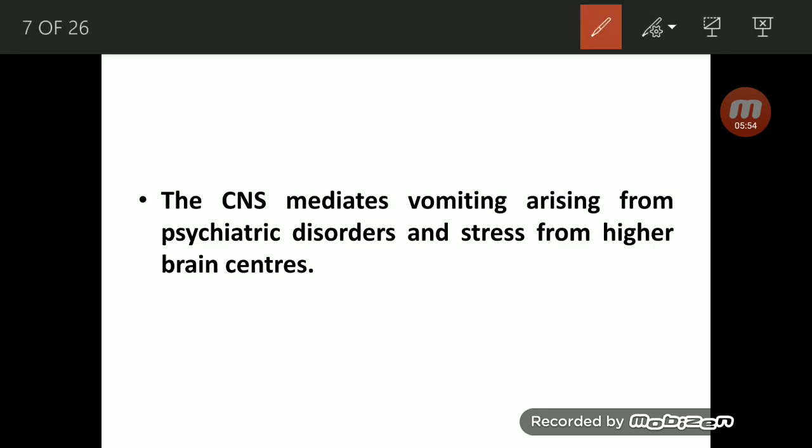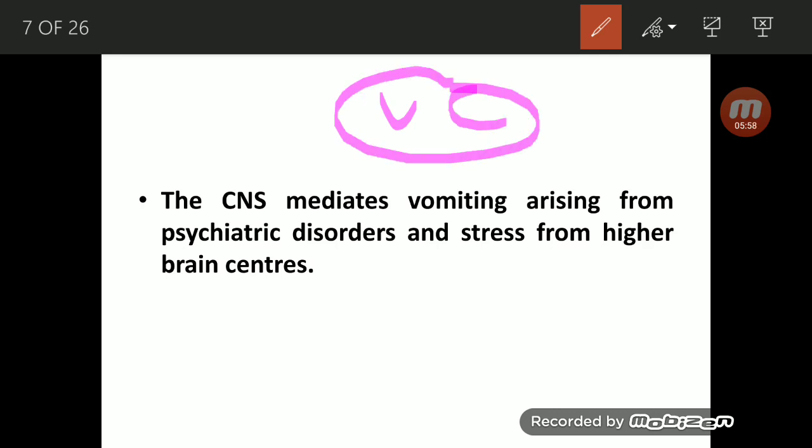And lastly, you have mediation of your vomiting center through your higher centers, so generally through your cerebral cortex.